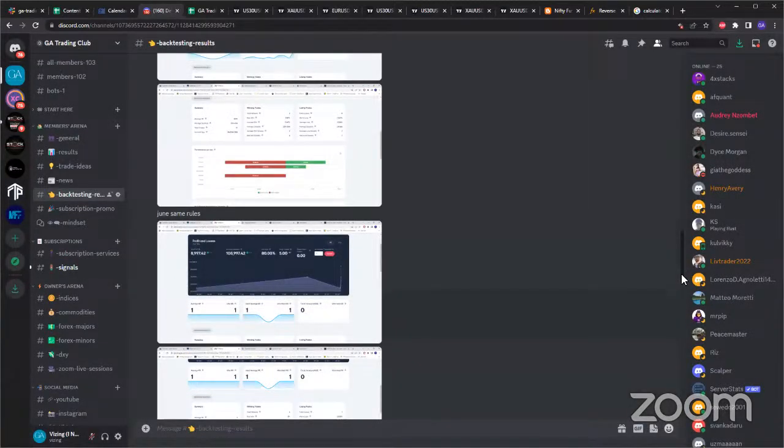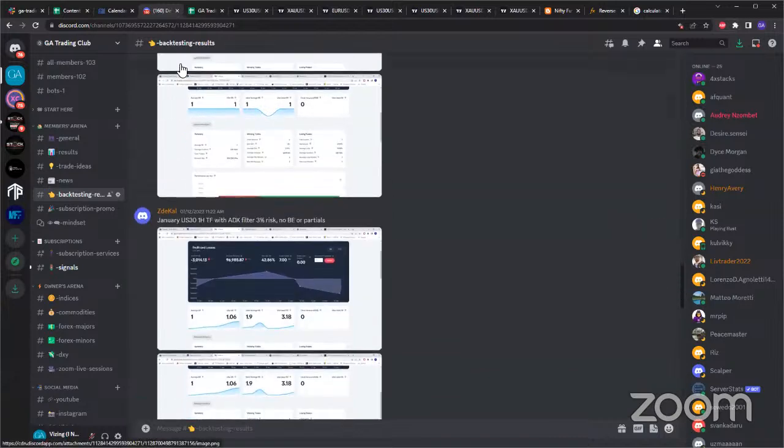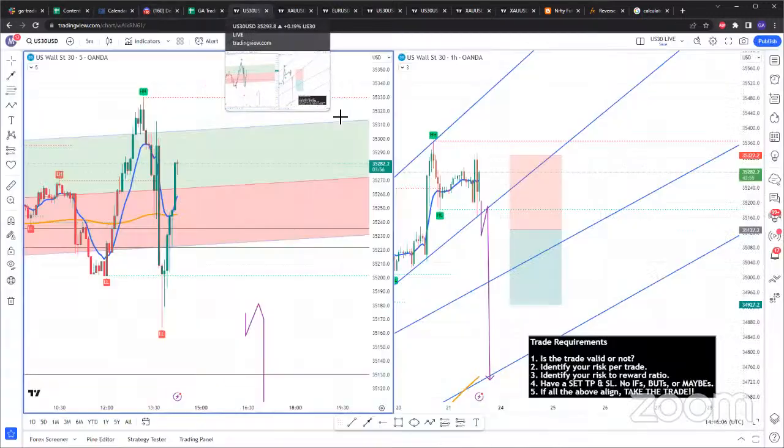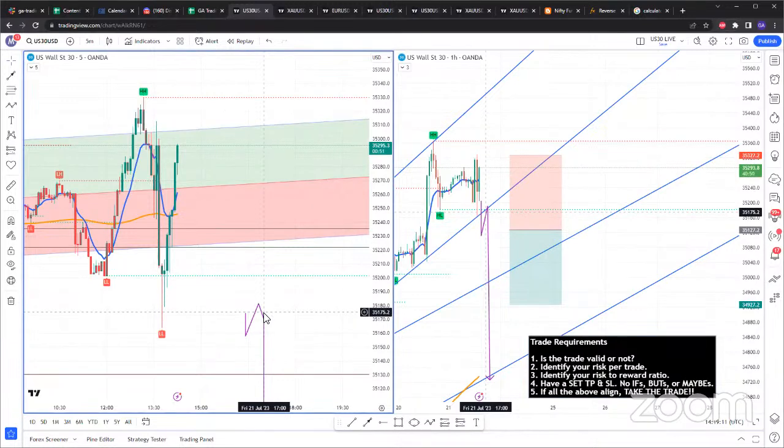So right now you would have been in July, and I know he hasn't done the back testing for July, but you can see how much money you can save just by sticking to one strategy and letting it play out.